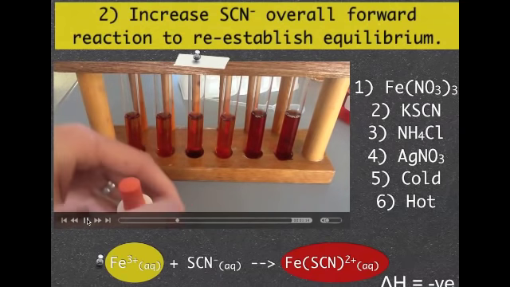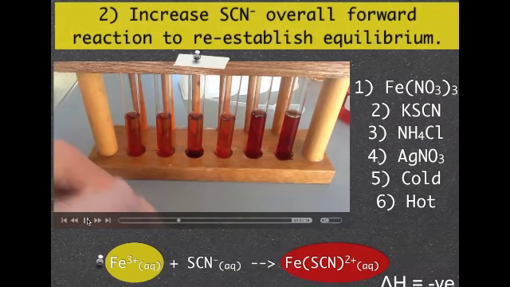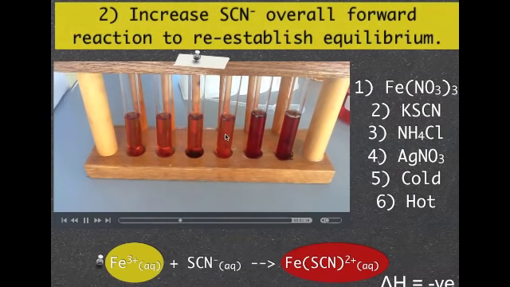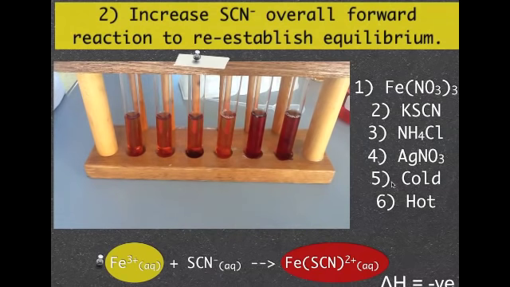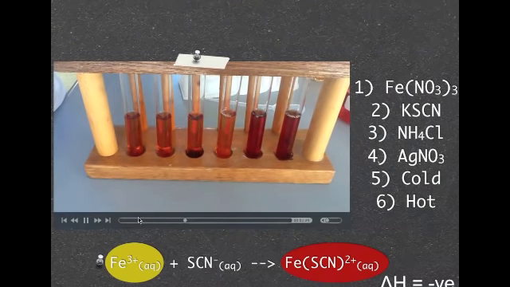Now we have ammonium chloride, and we're going to add some to our third test tube. Let's see what happens here. When we add our ammonium chloride, it's very hard to see. I'm going to pause it here so I can see it a bit better.